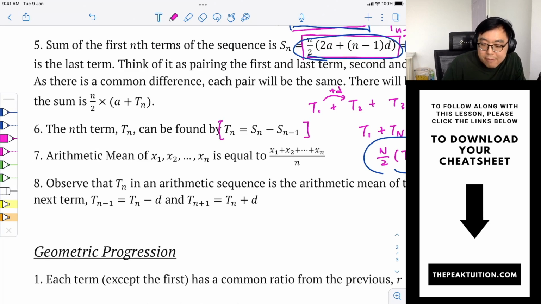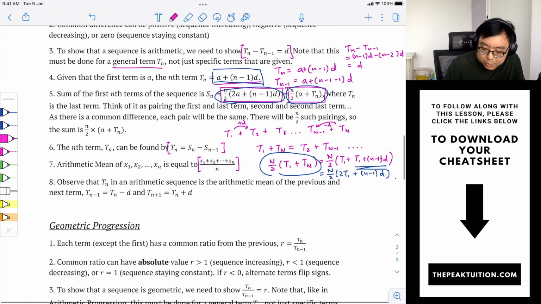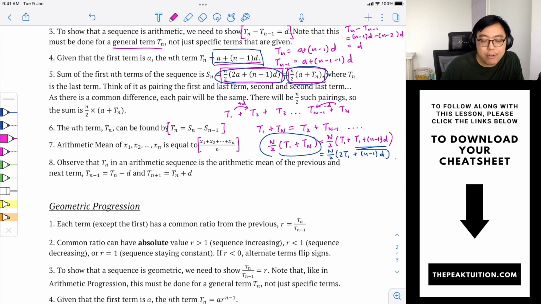And the arithmetic mean is just given by the sum of all the terms divided by the number of terms. This is actually how we normally find average. One thing to note is that Tn in an arithmetic sequence is the arithmetic mean of the previous and next term. This is just a nice thing to note. Not often that this will be tested, but nice thing to just know.